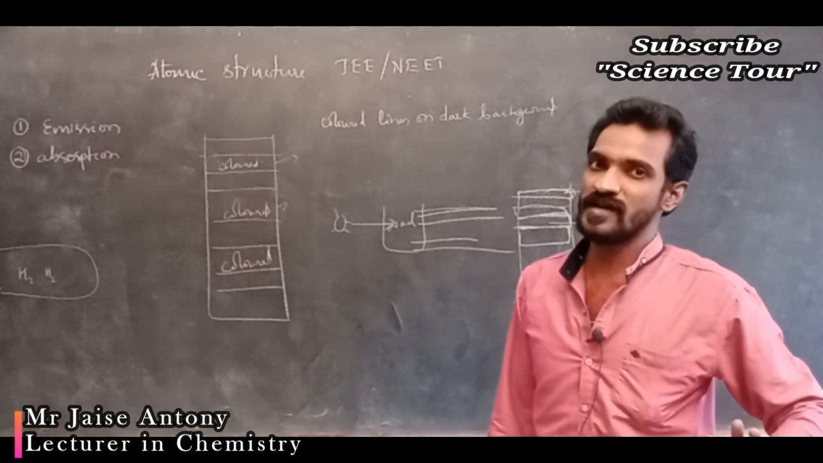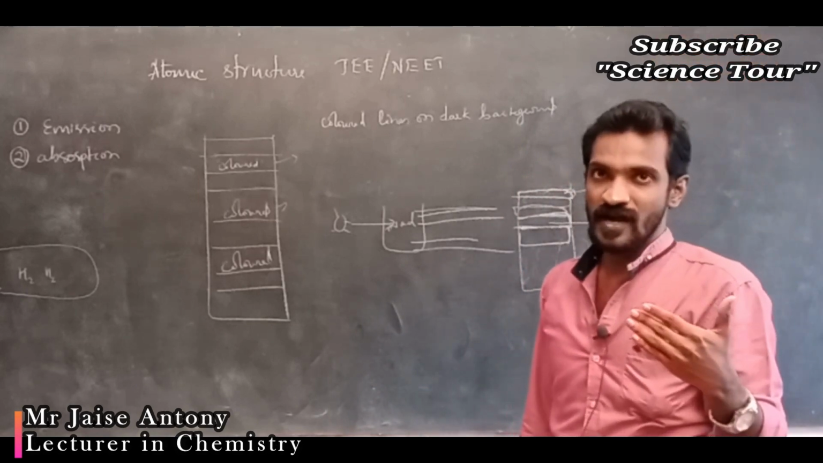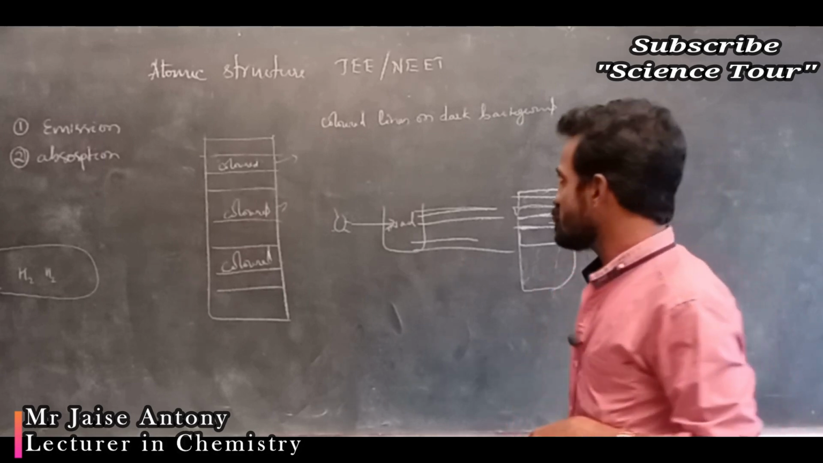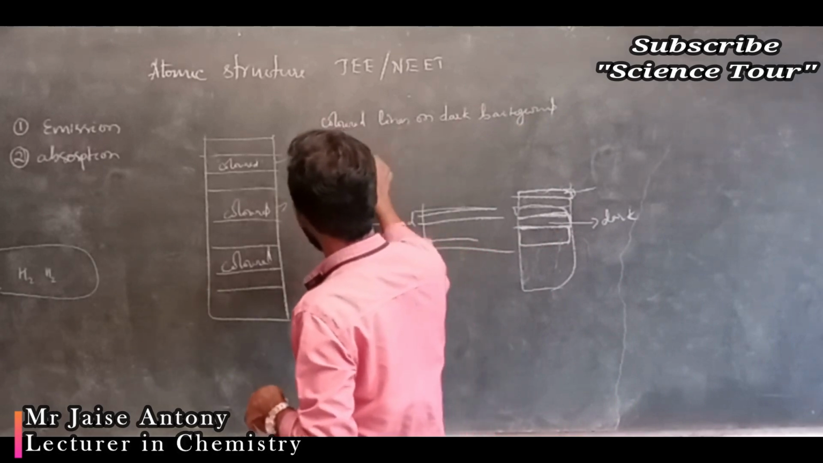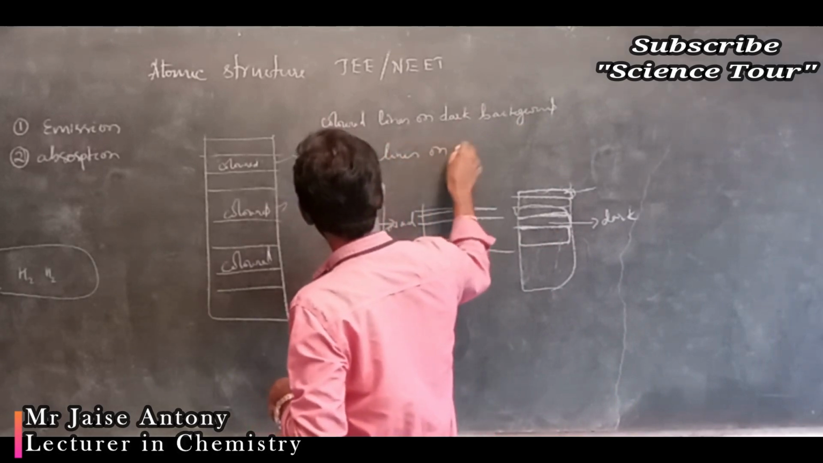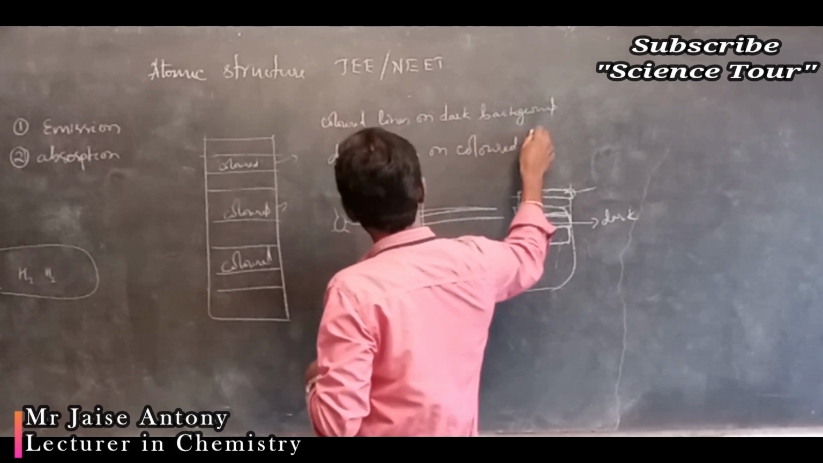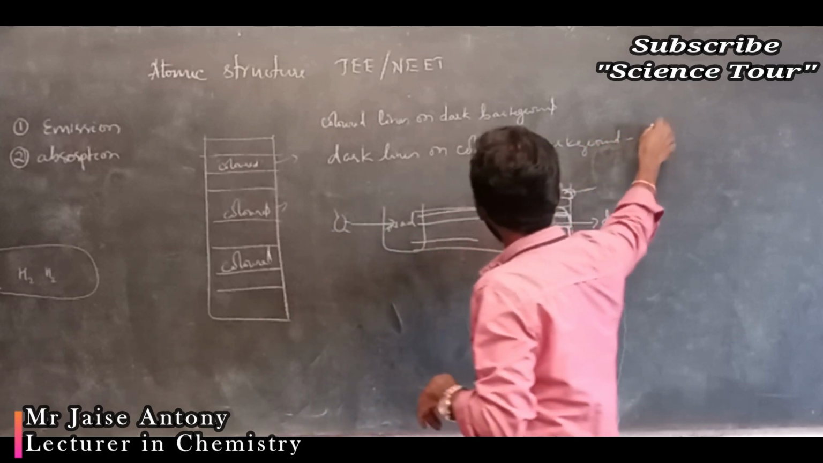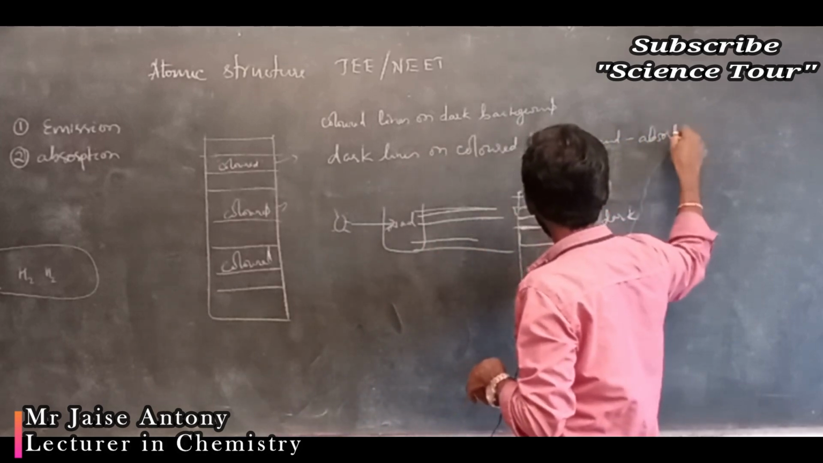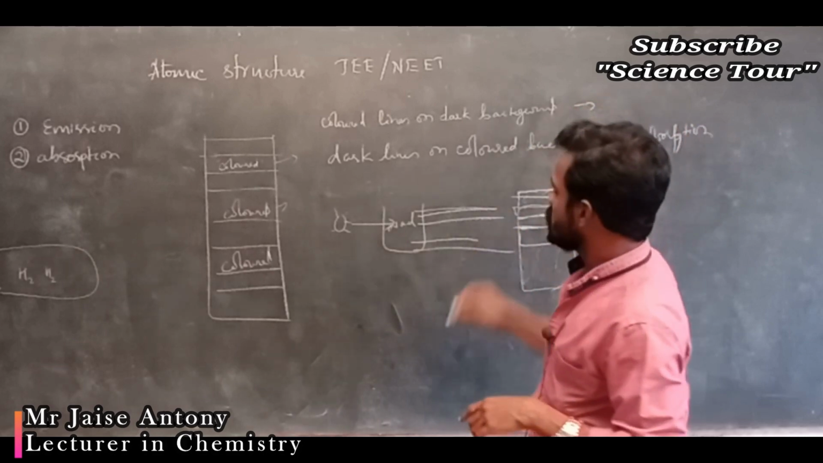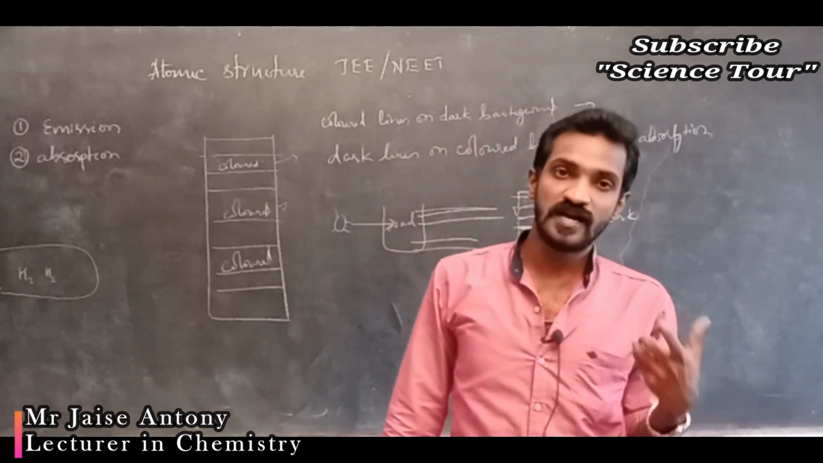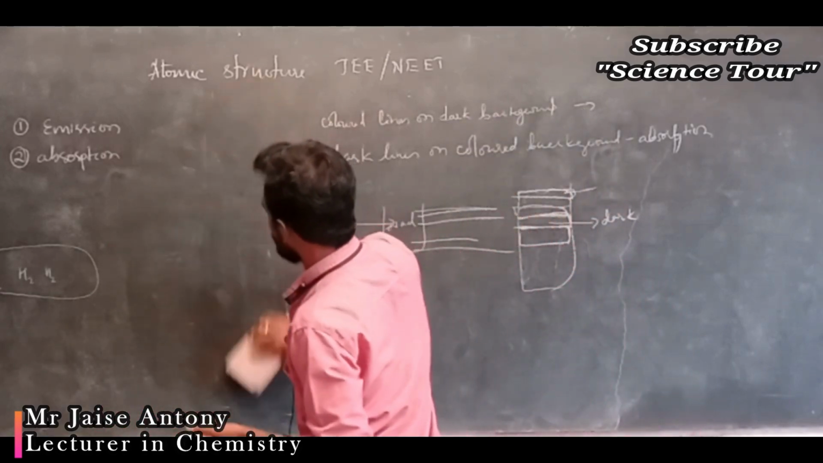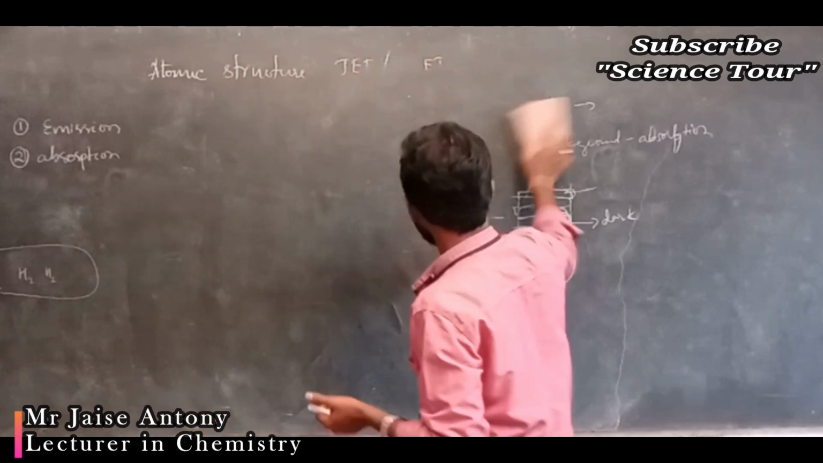The remaining color gets transmitted, and you are arranging the remaining color in a pattern. Understood? In the place of absorbed color you get a dark color. That means dark lines on a colored background. It is called, my dear students, absorption spectrum. Remember, absorption spectrum. The first one is the emission spectrum, colored lines on a dark background. Also we studied, my dear students, absorption spectrum is over.